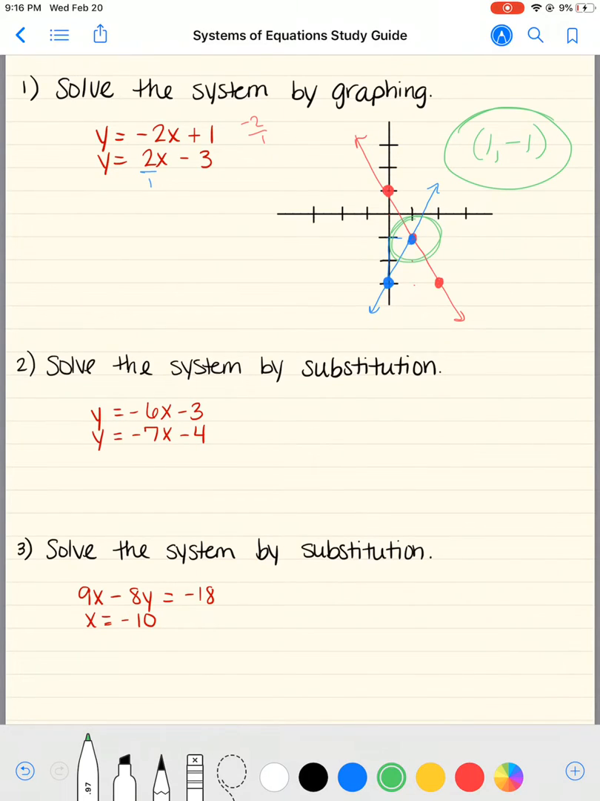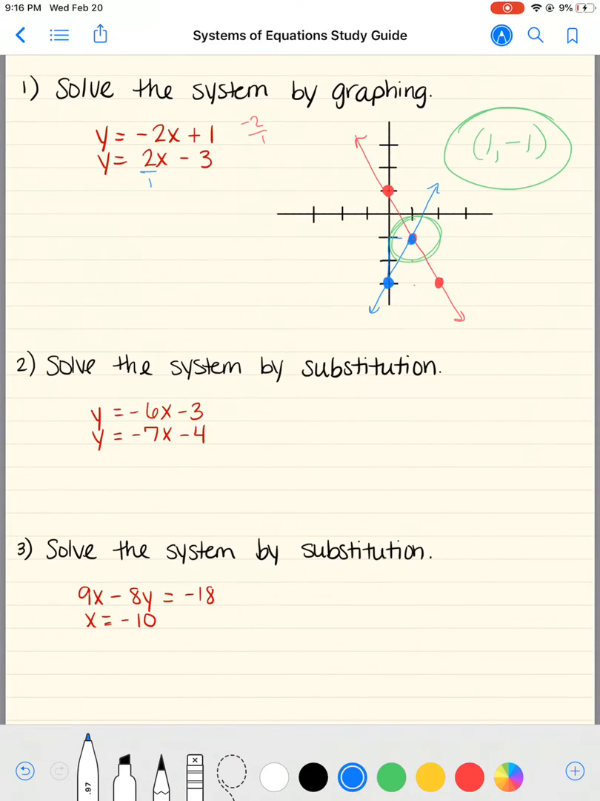Okay, so we're just going to do one of those for the graphing method since we spent our entire last unit on graphing. We're going to move on to the substitution method. So substitution, remember this is where you're going to plug what y or x equals into the other equation. Now, for number 2, it's a little bit different because they both say y equals.